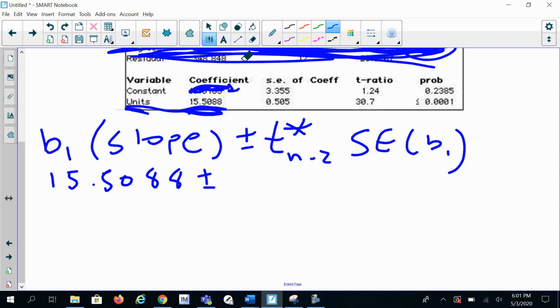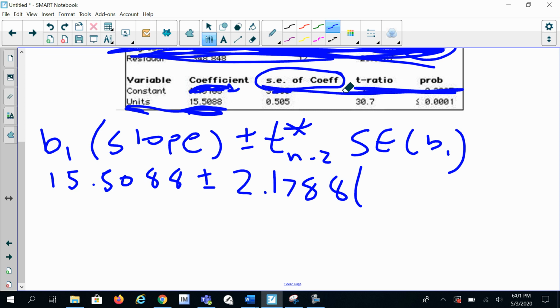So 2.1788. And then I just need the standard error of B, but notice up here we have SE of coefficient. That is the standard error, SE. And we're looking at the slope. So we don't care about anything in the y-intercept row right now. All that's yucky. This is the standard error of the slope, 0.505. It's that simple, ladies and gentlemen. It is that simple. That's the equation.